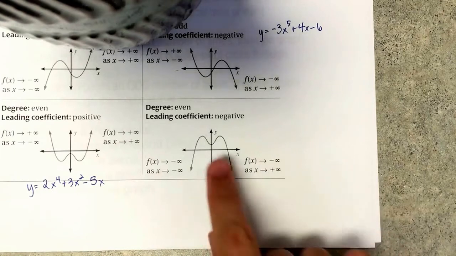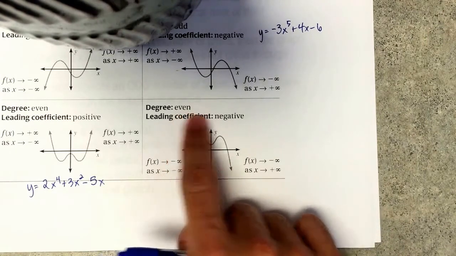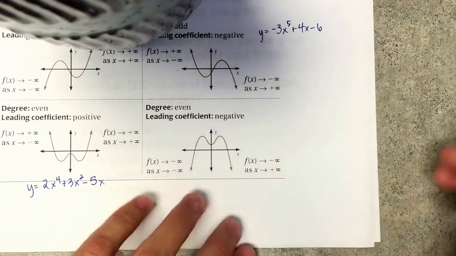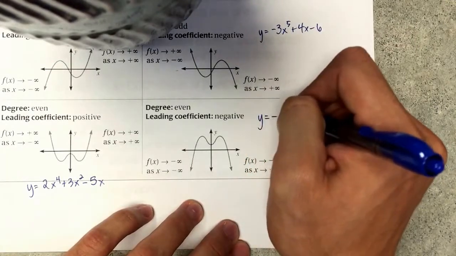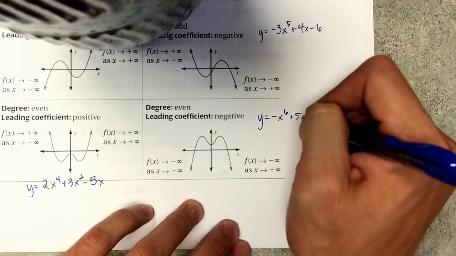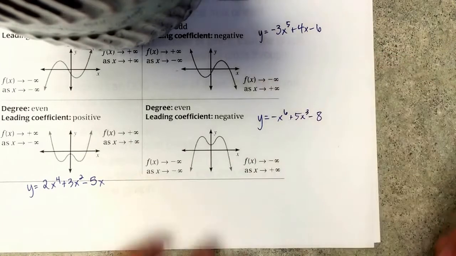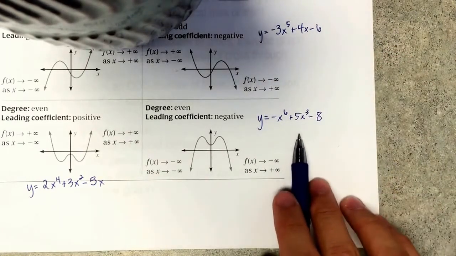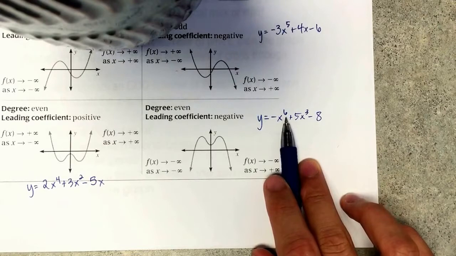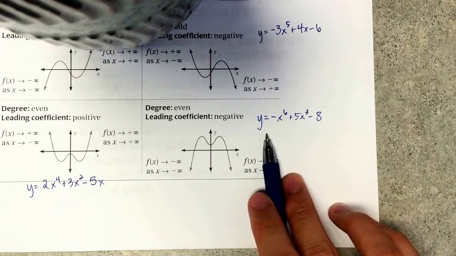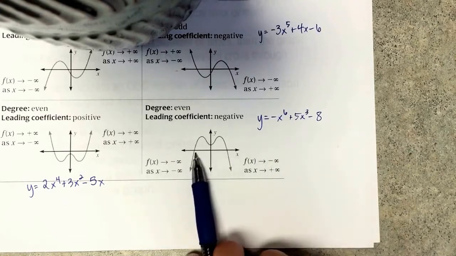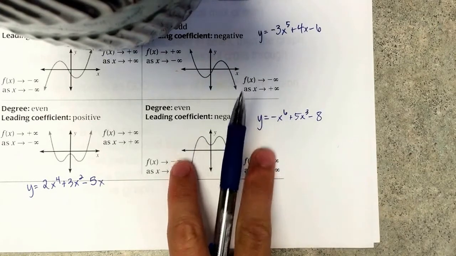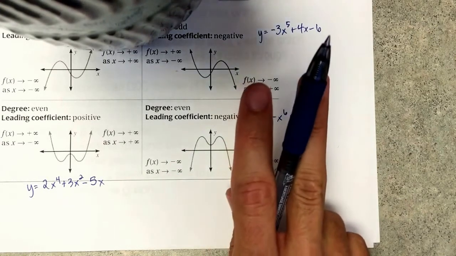If I switch gears, leave it an even degree, but talk about a negative leading coefficient, something like y equals negative x to the sixth power plus 5x cubed minus 8, I still have an even degree, but now my leading coefficient is negative. In this case, as we go off to the left and off to the right, those two sides now go down rather than going up.